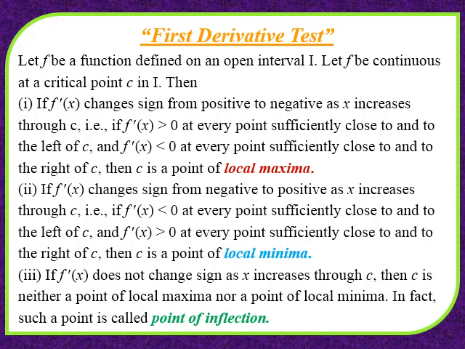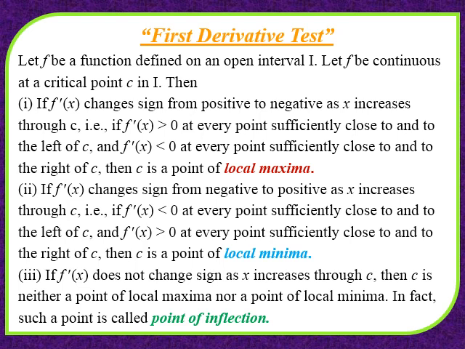Okay, moving to the next point, which is the first derivative test. So we have a function, in this case function f defined in any open interval I. Open interval, remember this point, open interval, because for closed interval we have some different cases. In open interval I, and this function should be continuous at a point c.